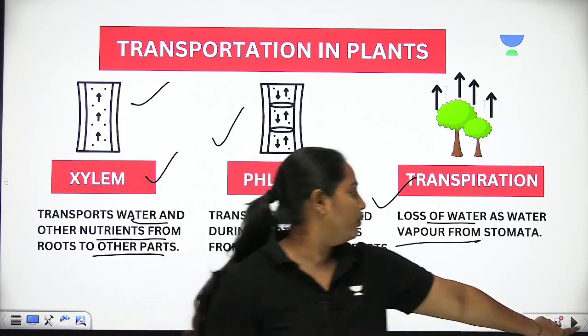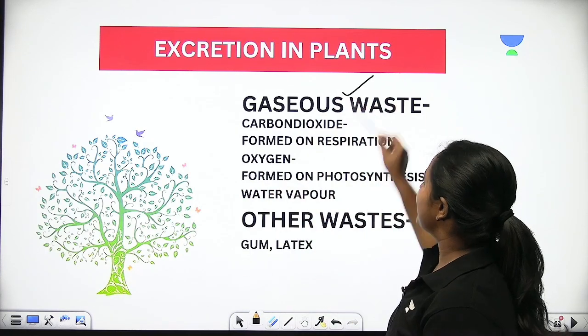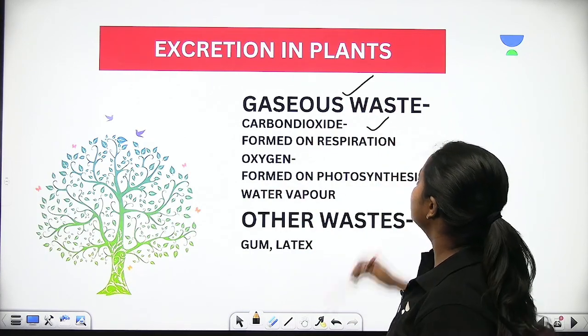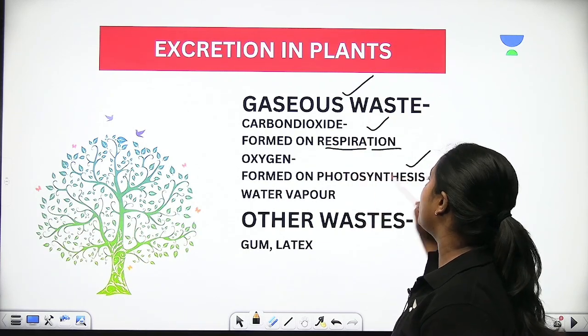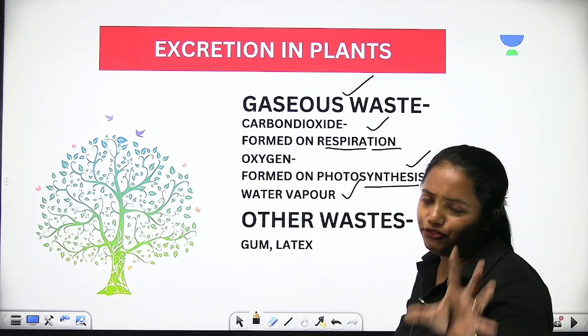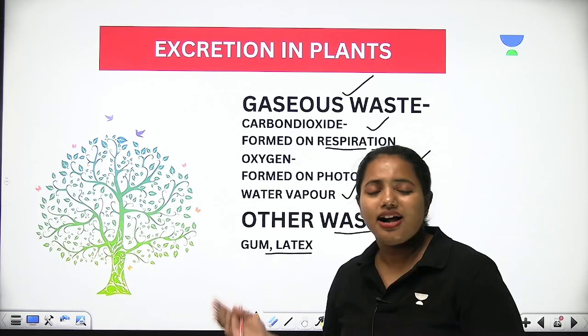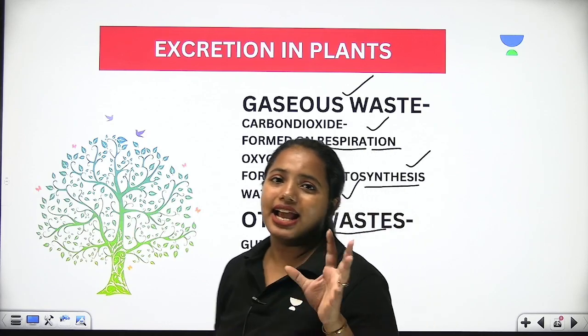Now we are moving towards excretion in plants. There are gaseous wastes such as carbon dioxide, which is formed during respiration, whereas oxygen is formed during photosynthesis, and water vapor is also formed. But what are the other wastes? Gum and latex are also considered different excretory products of plants. And that's all about it.